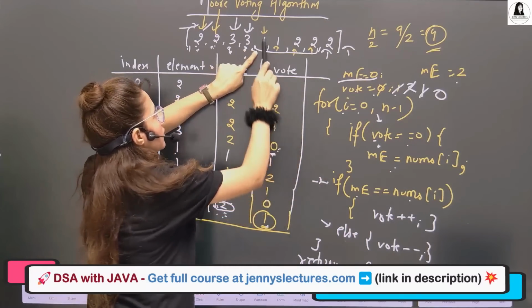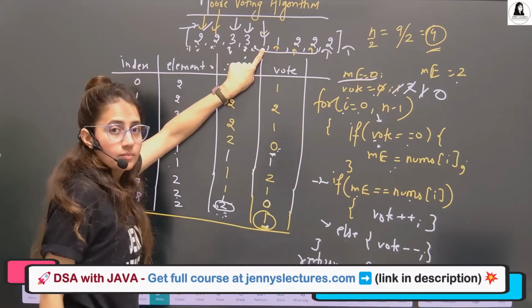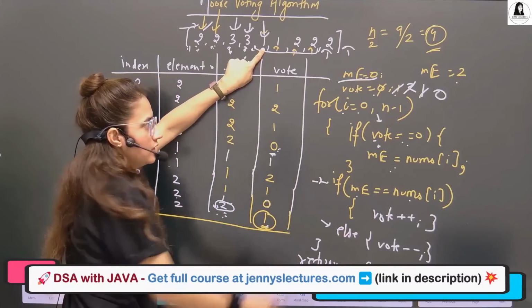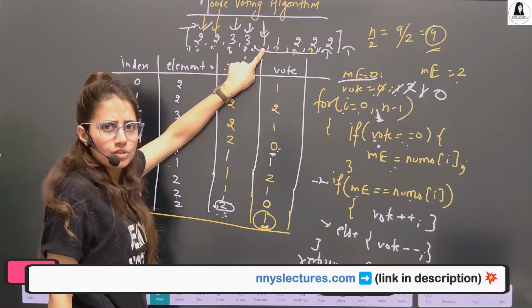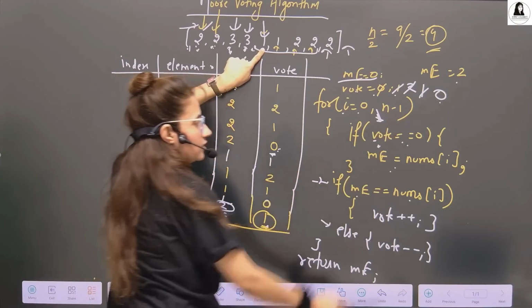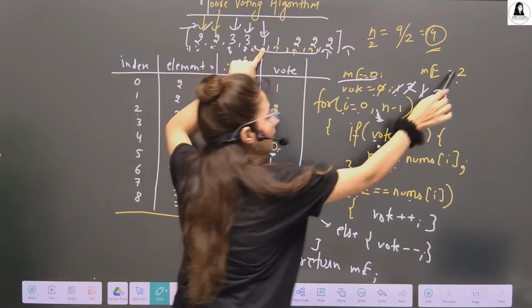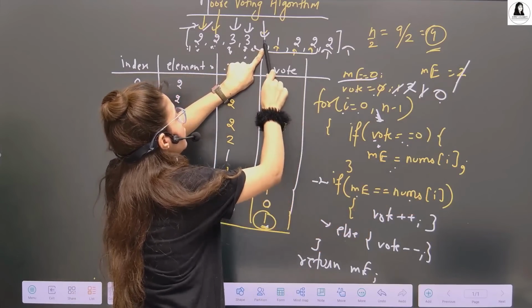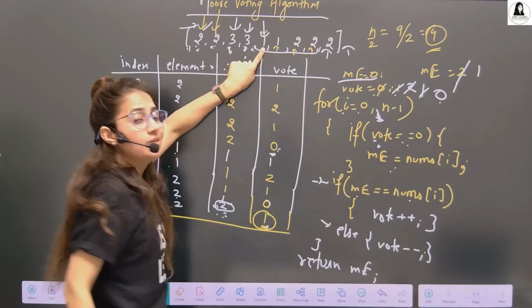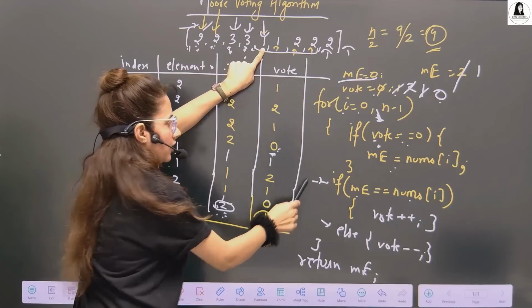Yes, I plus plus. Now I is here at 1. Is vote 0? The condition is still true, so we'll enter here. Is vote 0? Yes, this is 0. So now ME will become nums of I. Nums of I is this one, so ME is now 1. Majority element is 1.